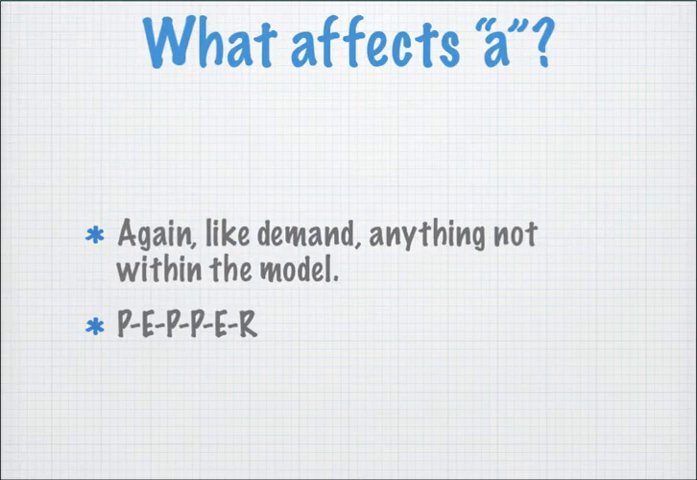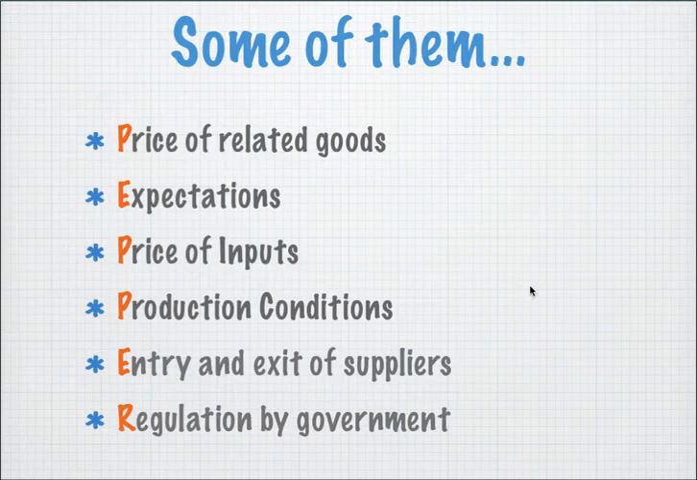So again, now we look at what affects supply. This is very similar to the demand, and I'm going to help you with a simple acronym, which is PEPPER. Okay, so for PEPPER, what does it mean? You see some of these things here are similar to the factors that affect demand, but they are actually very different. So firstly, when we say price of related goods, what do I actually mean?